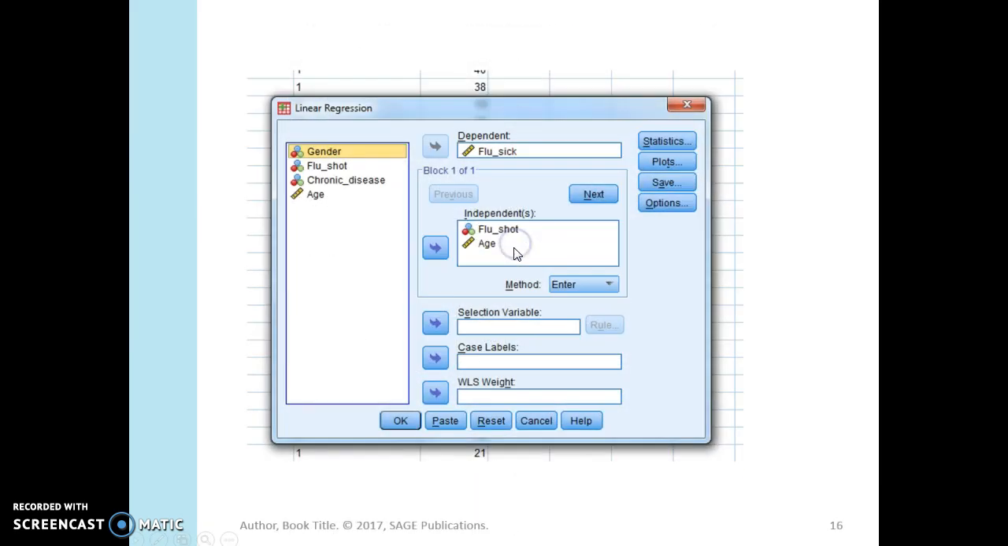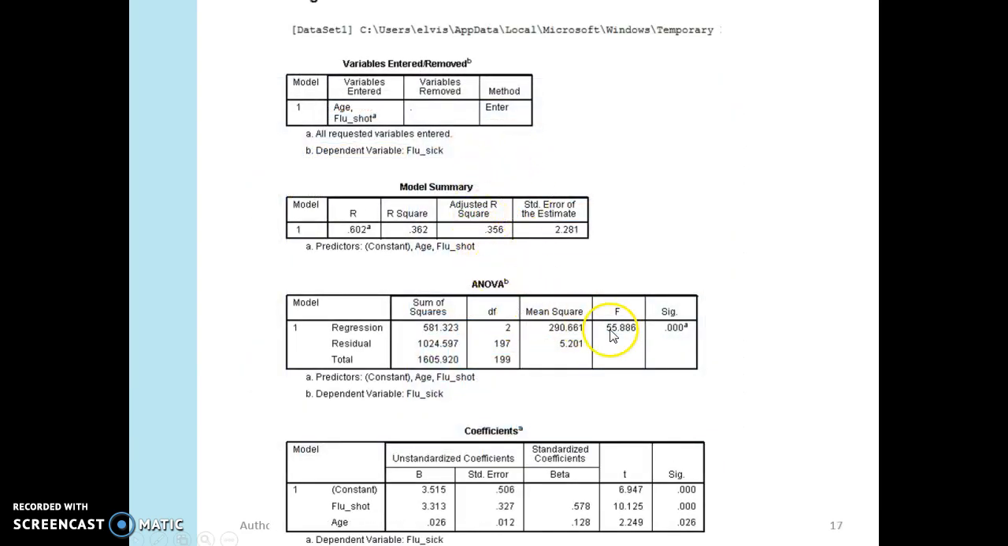So what we would do is go back and run this again. In other words, we would take out chronic disease and what was the other one? Gender. We'd take those out. We would only run this with the flu shot and age in it, because those were the only 2. Let's see what happens when we do. Well, look here. We've got 0.602. Didn't help it much. R squared about the same. Significance about the same. But let's look down here.